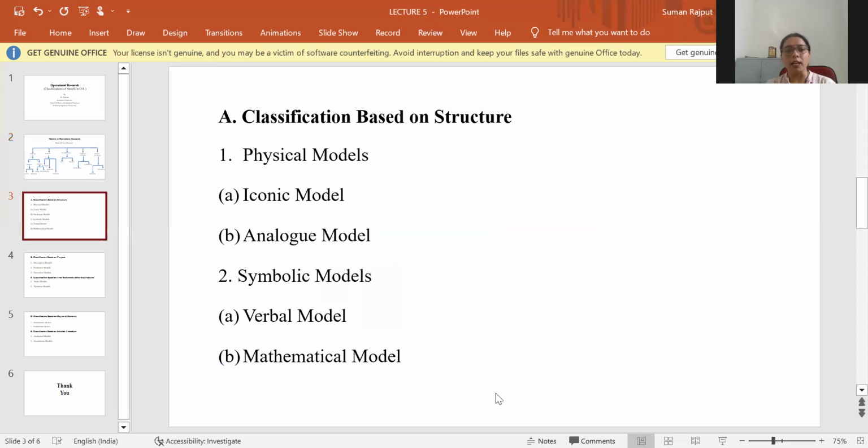So firstly, we have a classification based on the structure. On the basis of the structure, we have a physical model and symbolic model. So firstly, let us discuss the physical model. These models provide the physical appearance of the real object under study, either reduced in size or scaled up.